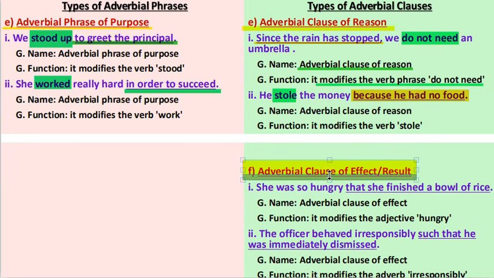Adverbial clause of effect or result. It tells us the result, the consequence of something. Let's see, the consequence of the verb that is performed. She was so hungry that she finished a bowl of rice. That she finished a bowl of rice is an adverbial clause of effect or result.